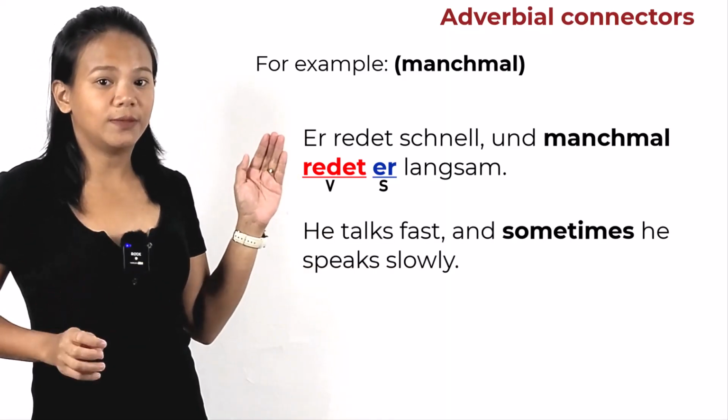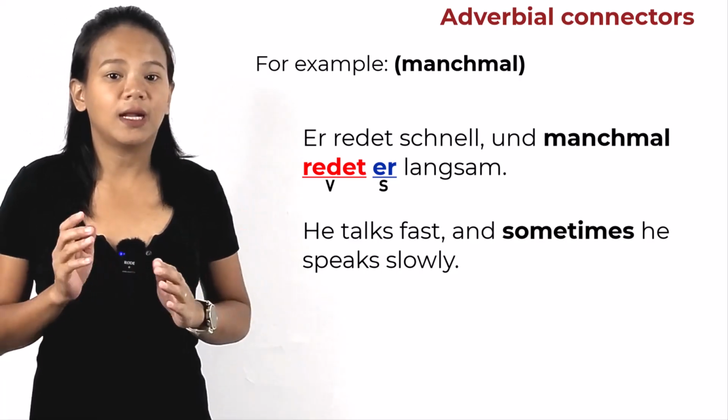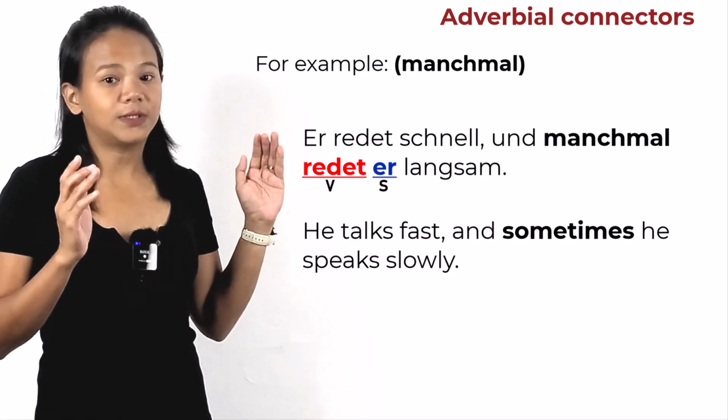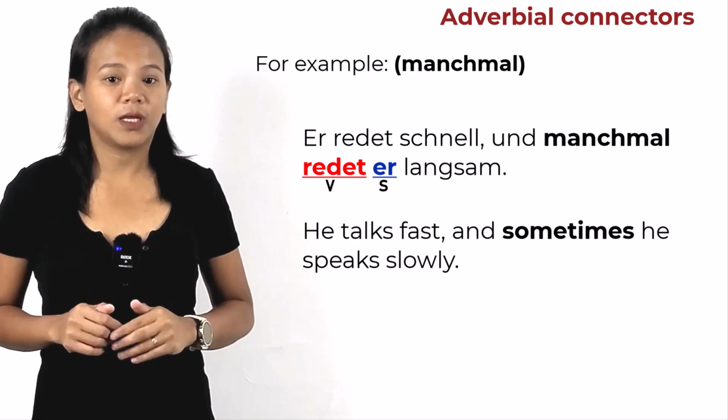You can put und before the connector. Und manchmal redet er langsam. The verb still comes right after the connector.